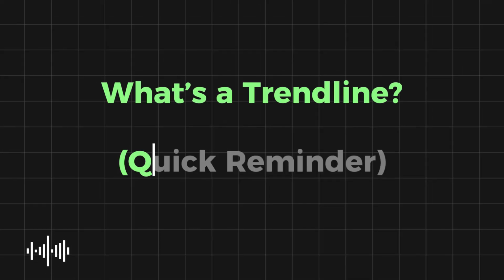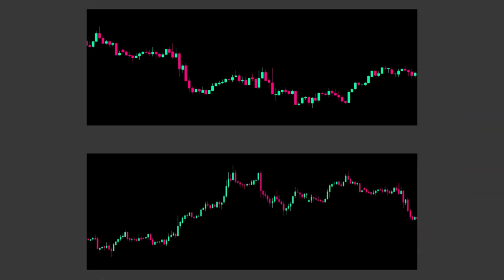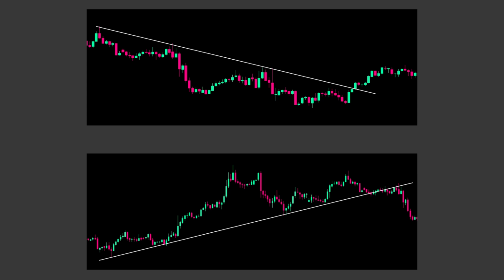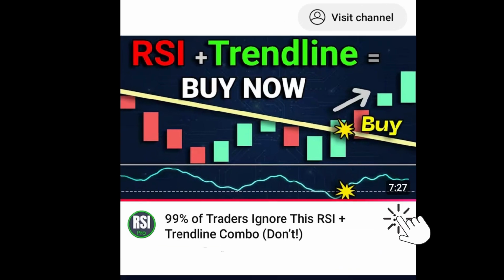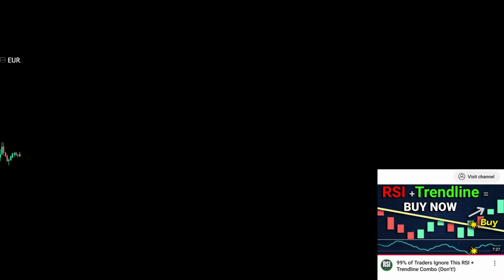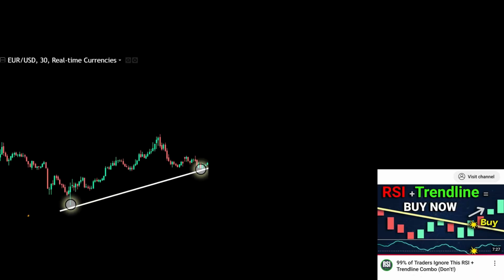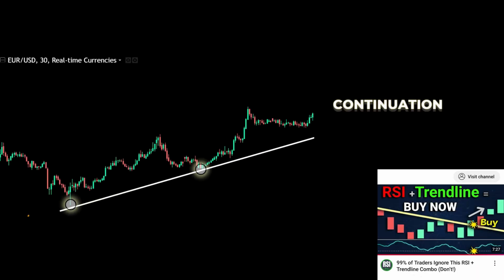What's a trend line? Quick reminder. Alright, just a quick note before we jump in. A trend line is just a line that shows the direction of the market. It connects the highs or the lows to help you see where price might bounce or break. In part 1 of this series, we went over how to draw trend lines properly and also covered continuation setups. So if you missed that, go check it out first. The link is in the description.